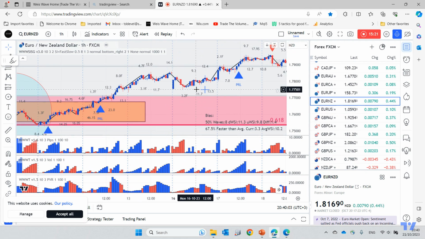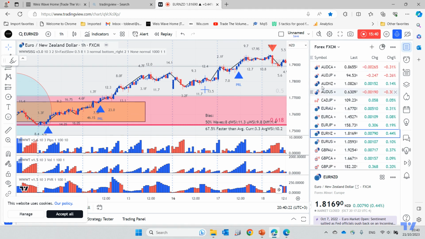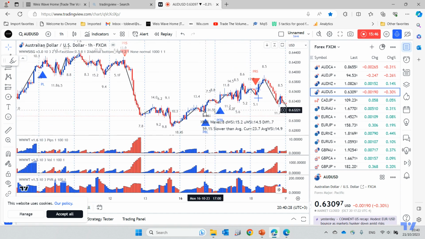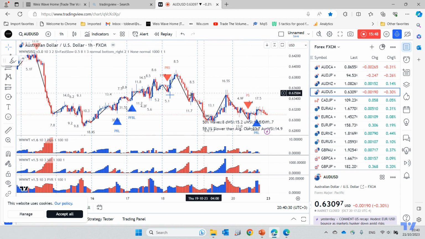What do I have in mind here? Do I have another pair? Well, let's look if there is any other pair to look at. Let's look at AUD USD. Okay, so we look at AUD USD.